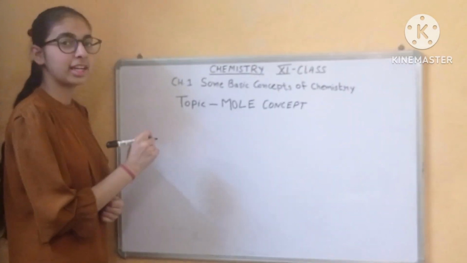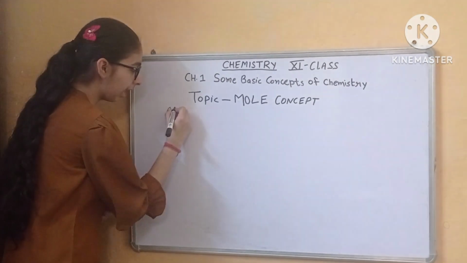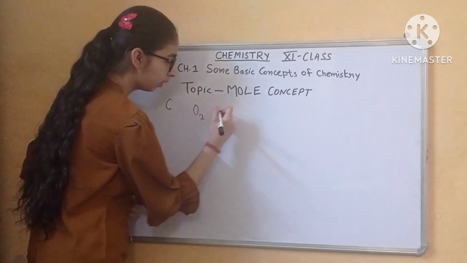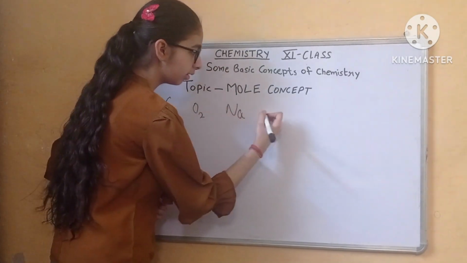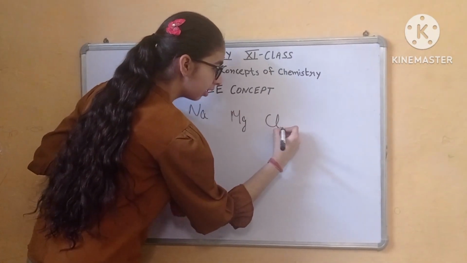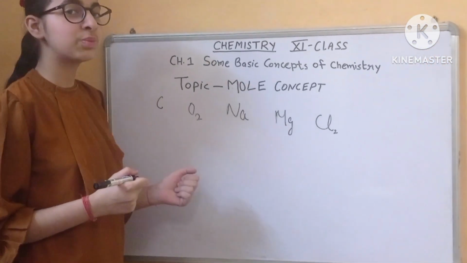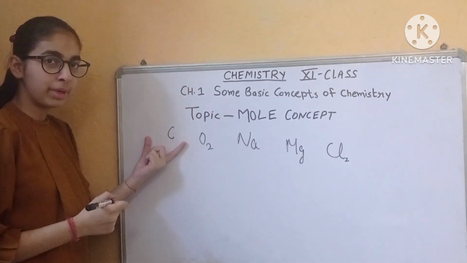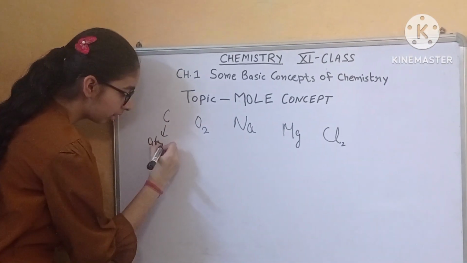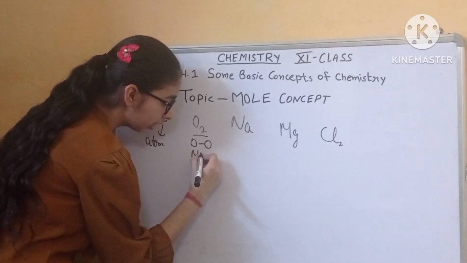One thing I want to tell you: first of all, what are atoms and molecules? Take the examples carbon, O2, Na, magnesium, chlorine. Which is an atom and which is a molecule? Sometimes students face problems in this. Carbon exists independently, so this is an atom. O2 has 2 atoms, so this is a molecule.